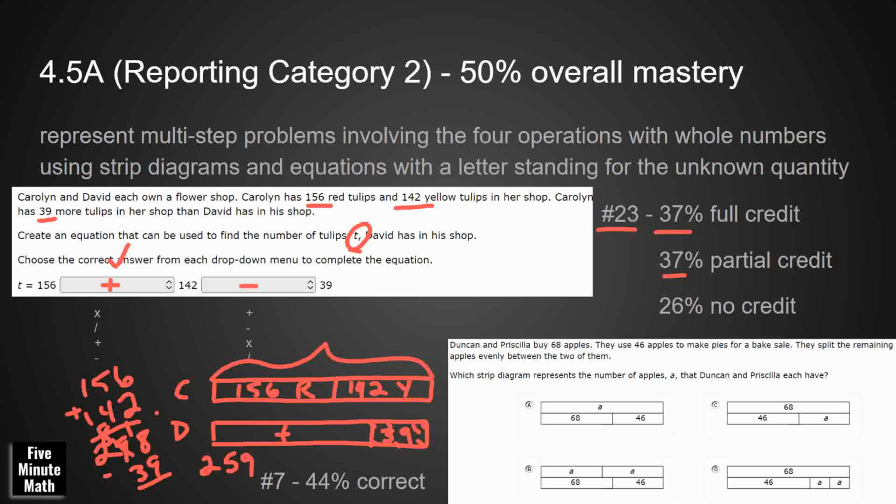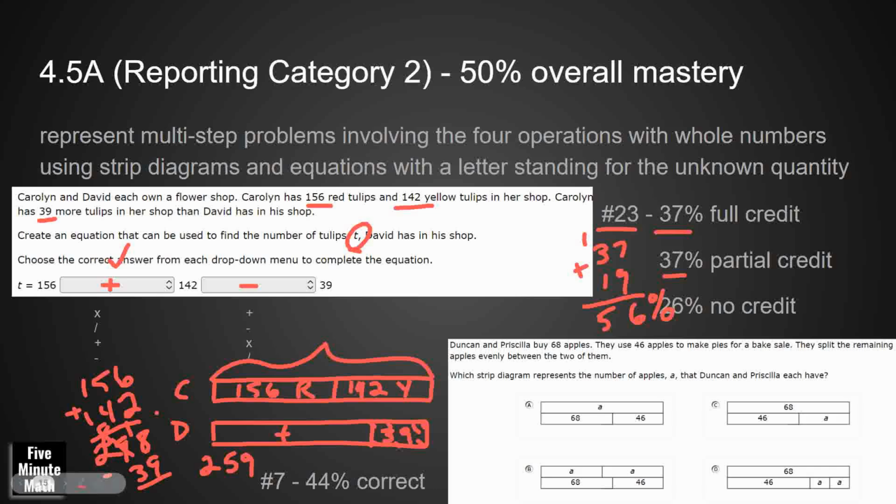So what we do is we take half of this 37%, right? And so that is going to be 18.5 or 19%. We add that to the 37% that get full credit. So we basically take all the full credit and half the partial credit. We add those together. We say, all right, so we had 56% mastery on this problem. So we did a little bit better on this one. Let's take a look at number 7.